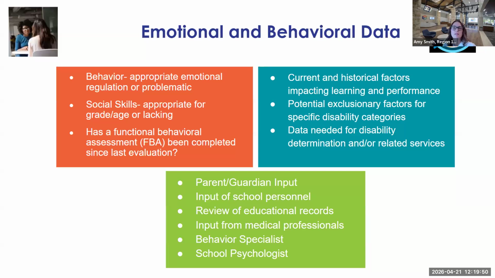In the emotional behavioral section of the report, information regarding your child's emotional regulation and social skills observed by you, as well as teachers and the evaluators. This is where the information gathered as a part of the functional behavior assessment would be included. Often, the child's perspective regarding their emotional and social needs is reflected in this portion of the report as well. You will see, again in the green box, the people who often contribute to this section of the report.